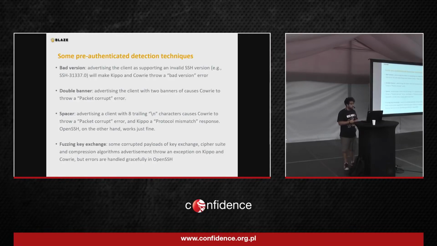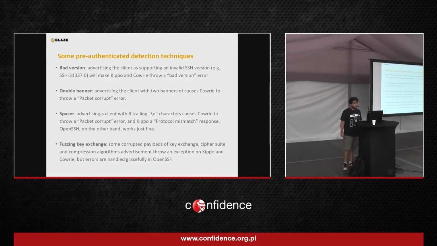There is also the double banner. When you send the banner twice, like you send the banner and then a carriage return line feed and the banner again, OpenSSH will just ignore the last banner and proceed with the whole key exchange. Whereas Cowrie and Kippo will just throw a packet corrupt error. So again, another way to detect it. This next one is really funny. When you send eight carriage returns with nothing else, OpenSSH will respond actually fine, and the other one will throw this packet corrupt or protocol mismatch error.